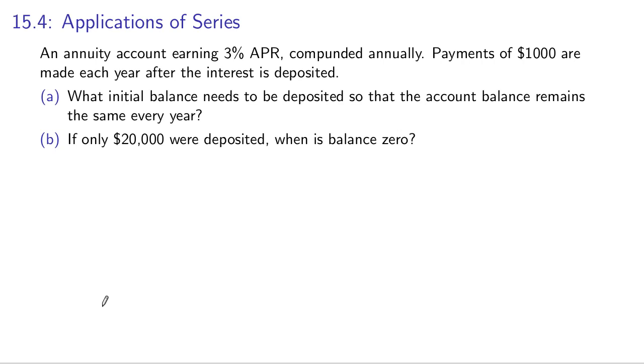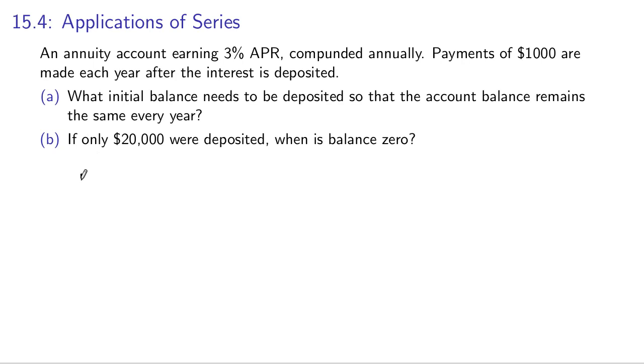First question, what initial balance needs to be deposited so that the account balance remains the same every year? So we'll put in some amount of money, say $50,000, and if we put in the right amount, as we get the $1,000 out every year, the interest we make will make up for the $1,000.